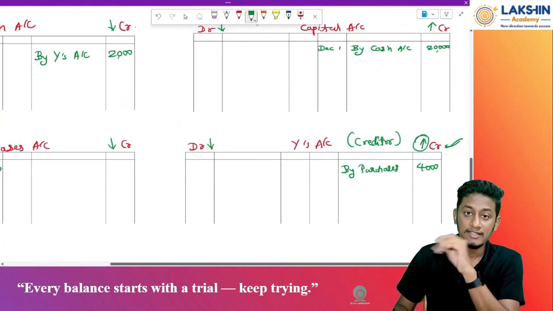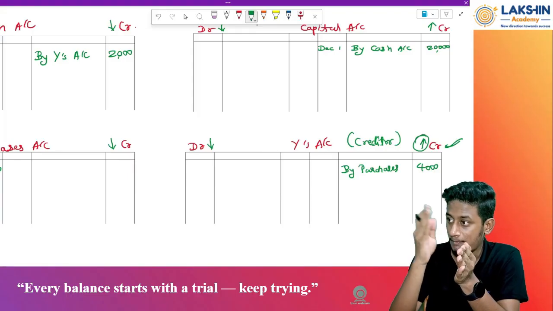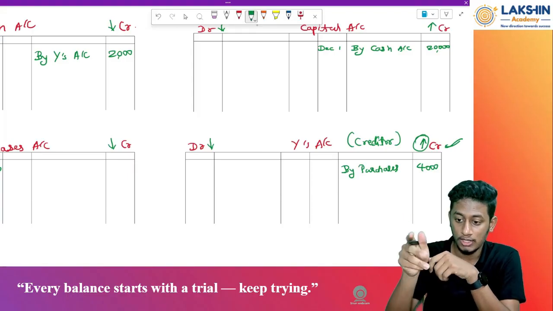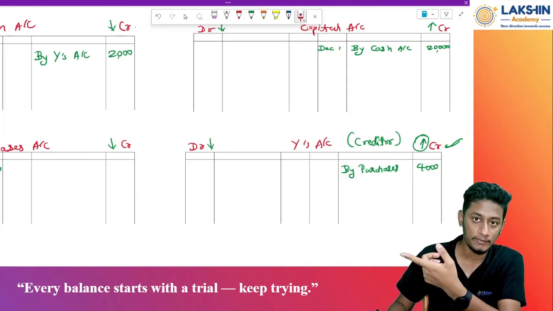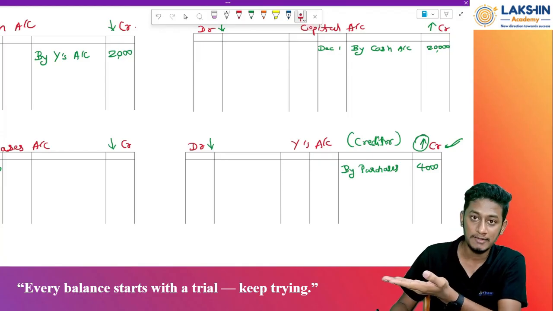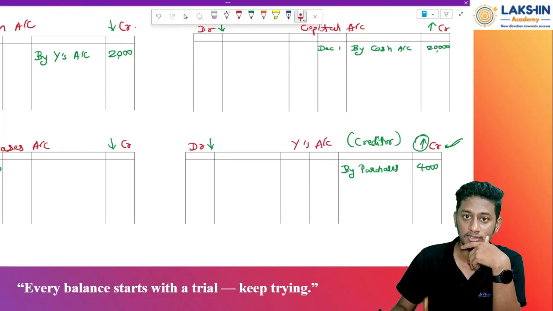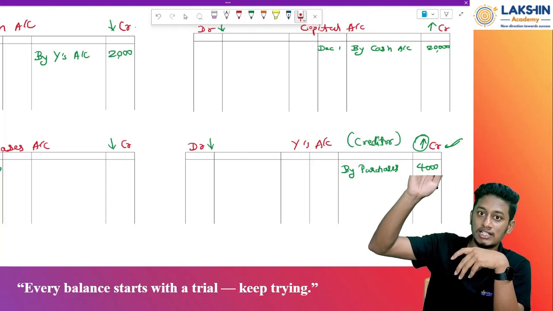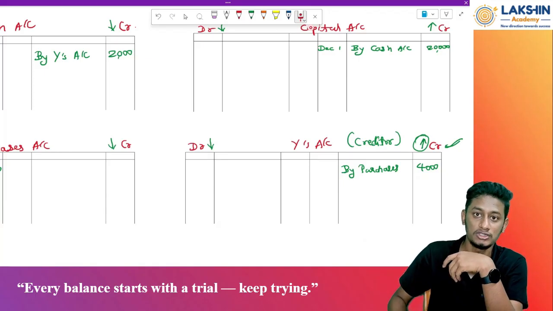Then going ahead. Now, in Y's account, tell me this. Because I am paying him, the balance that was payable to him is reducing. See now, it was 4,000 rupees initially. I had to pay him 4,000 rupees. Now, because I have paid him 2,000 rupees, how much is remaining to be paid? 2,000 rupees remaining, right? So from 4,000, it has dropped down to 2,000 rupees.